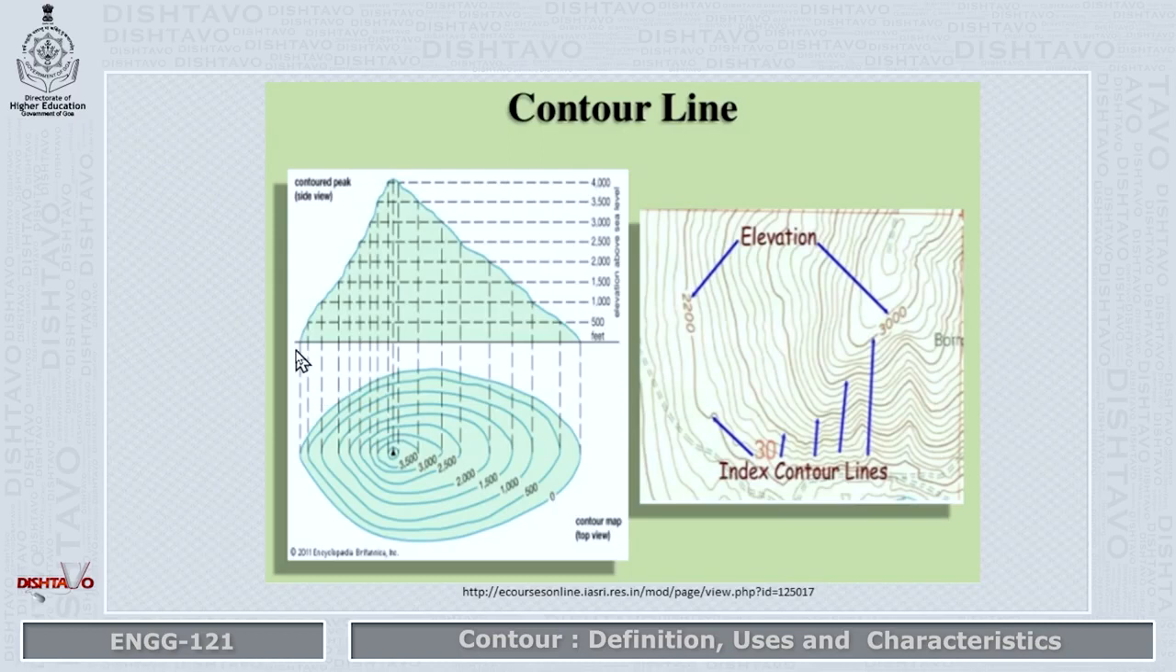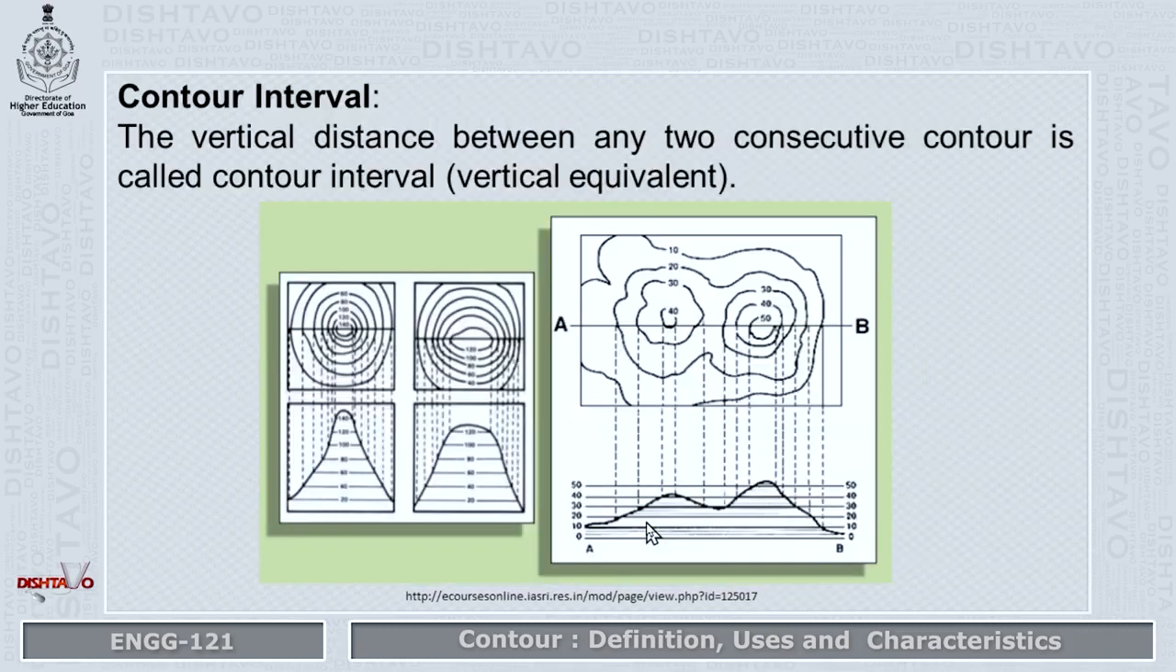So this is the typical diagram for showing these contour lines. These are the heights 3500 meter, 3000 to 2500, likewise. So what is meant by the contour interval? Here, as shown in this diagram, the vertical distance between any two consecutive contours is called the contour interval. It is also called the vertical equivalent.